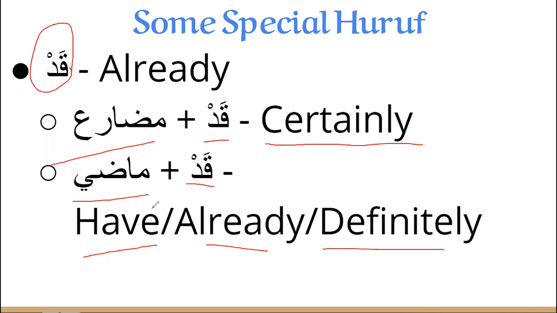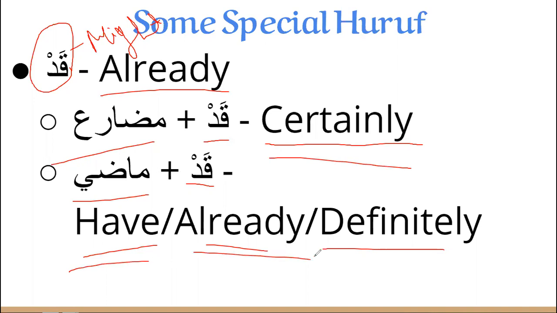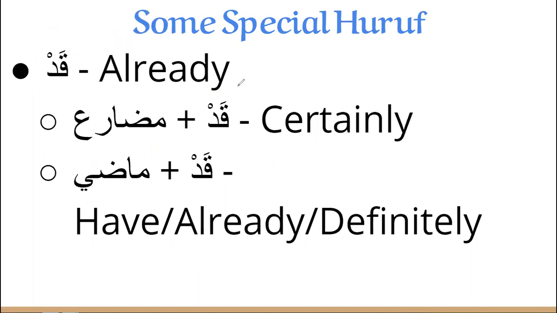So this will add some emphasis. In modern Arabic, today's Arabic, they translate qad as might. It might happen. But in Quranic Arabic, it's not might, it's certainly, or have, or already, or definitely. It's not might in Quranic Arabic. So don't confuse traditional Arabic with Quranic Arabic.